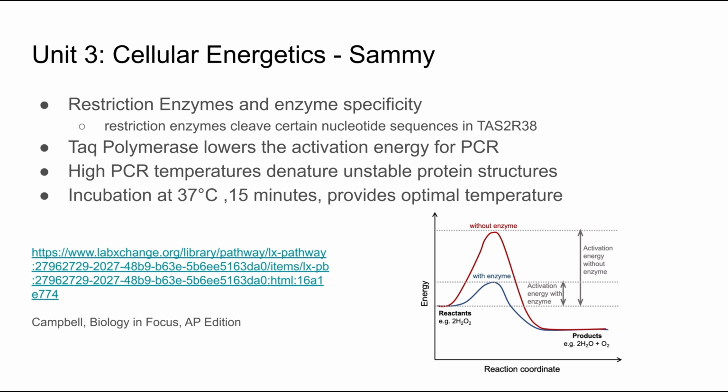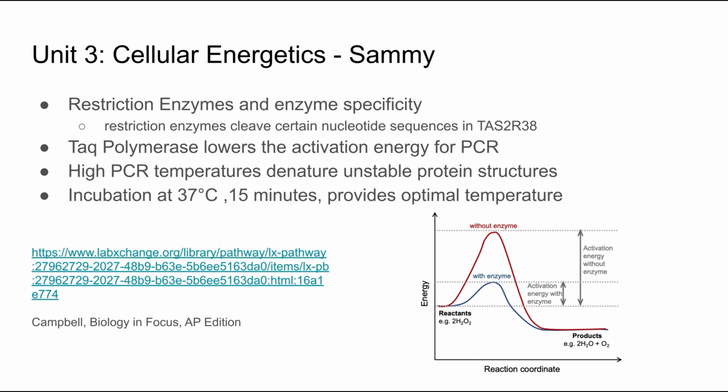A major aspect of the PTC/PCR lab was restriction enzymes, which are highly specific, meaning that they only cut particular nucleotide sequences that we see in the TAS2R38 gene. This lets us focus on specific DNA patterns to identify after the DNA is cut. The use of Taq polymerase also greatly increased the efficiency of this lab by lowering the activation energy required for the reaction, which allows DNA replication to occur more often during the PCR cycles.